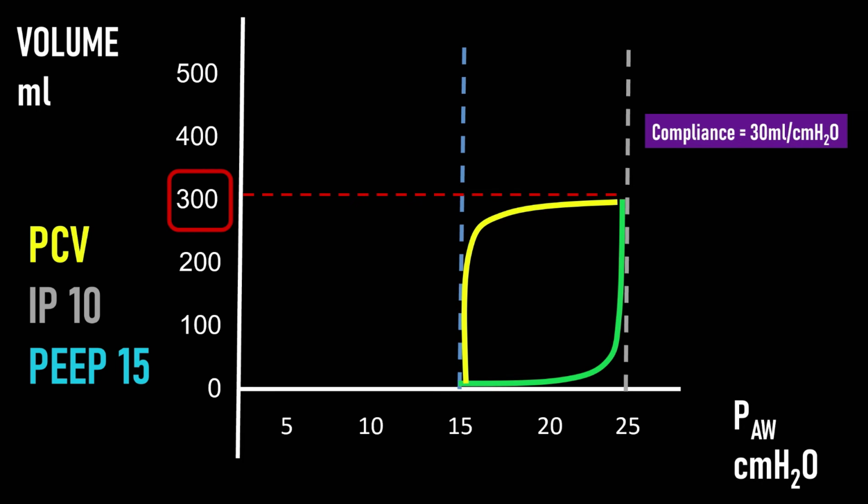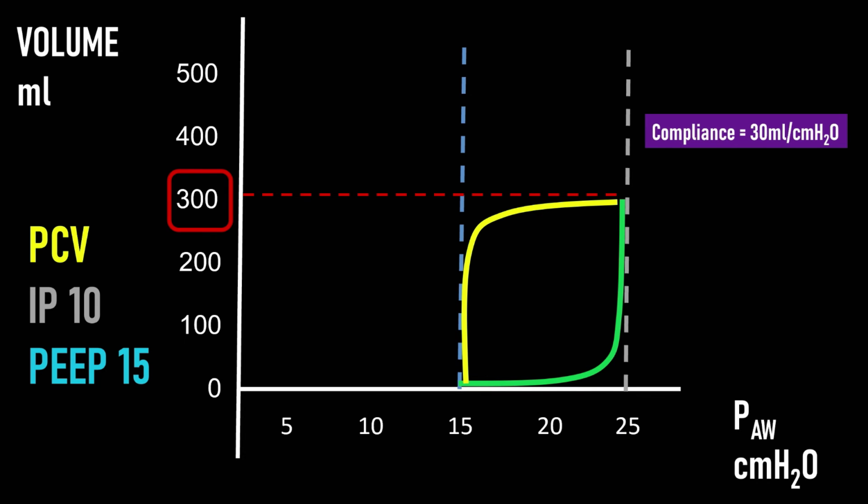Now what you can see here is that this patient has a tidal volume of 300 mils with a driving pressure of 10 centimeters of water. I will point out that before you do this, you really do need to check that there isn't a lot of auto-PEEP present. That 300 mils per 10 centimeters of water gives you a compliance of 30 mils per centimeter of water, which is okay, but it's not spectacular.